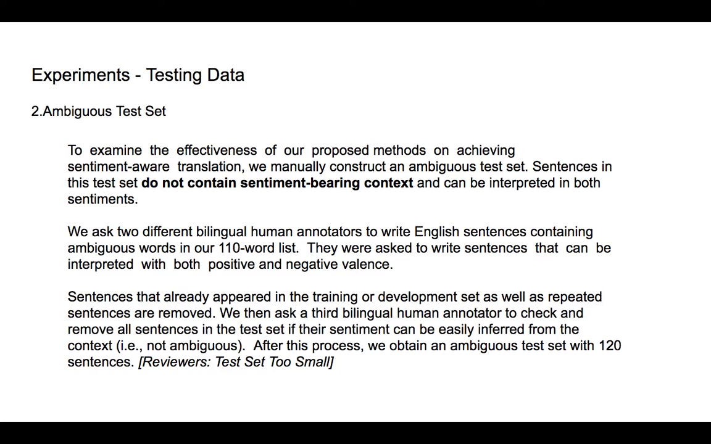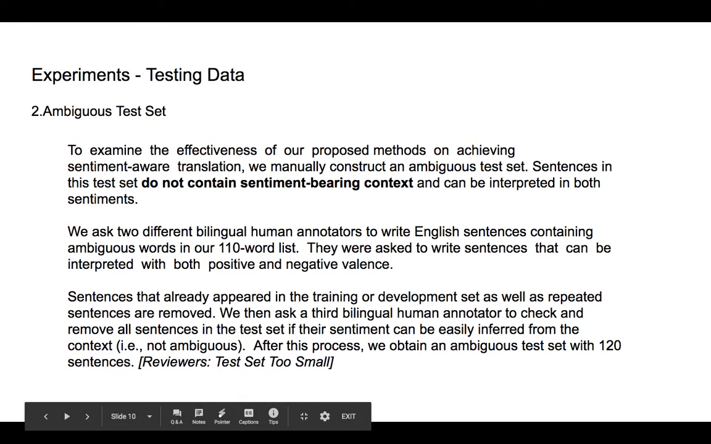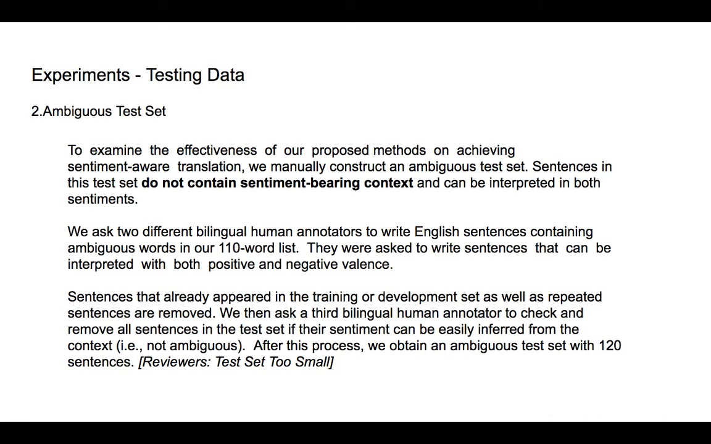We remove those sentences that have already appeared in the training or development sets. We also ask a third bilingual annotator to check and remove sentences if the sentiment can be easily inferred from the context. After this process, we get a quite small ambiguous test set with 120 sentences. The purpose of this test set is to check whether our model can generate corresponding translations when we input the sentiment labels at inference.